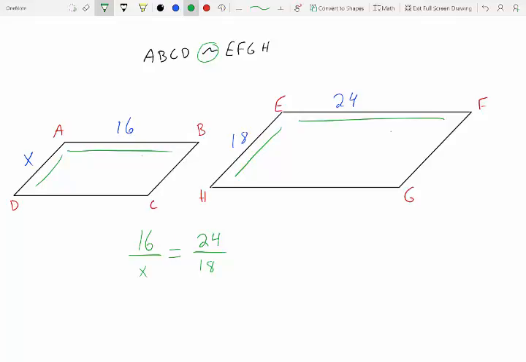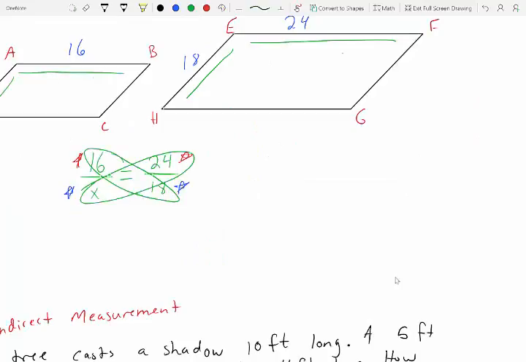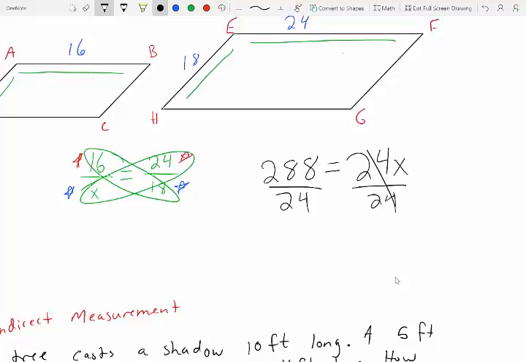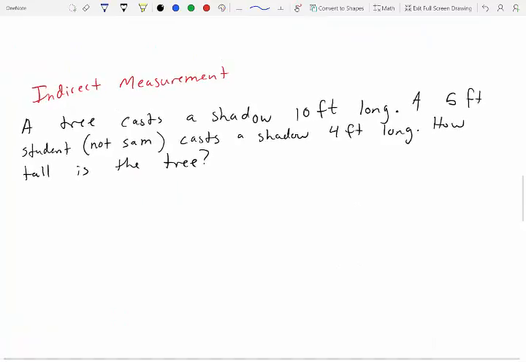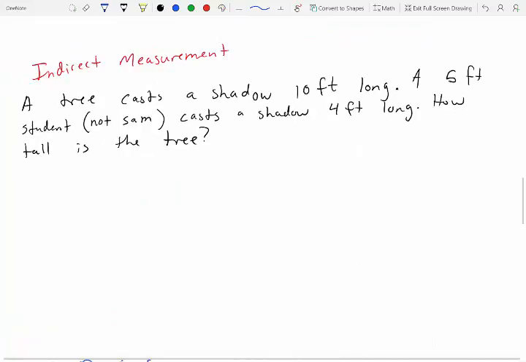Now if we solve for this, 16 times 18 is 288, and that's equal to 24 times x, which is 24x. I then solve for x, dividing by 24. 288 divided by 24 gets me 12. So x equals 12.